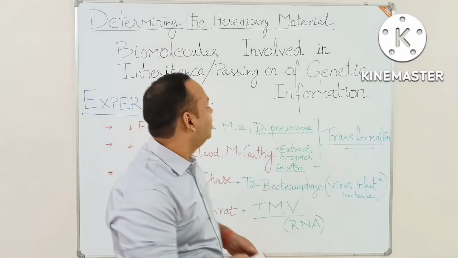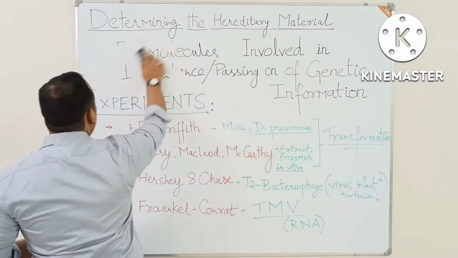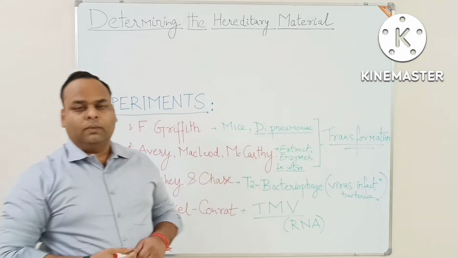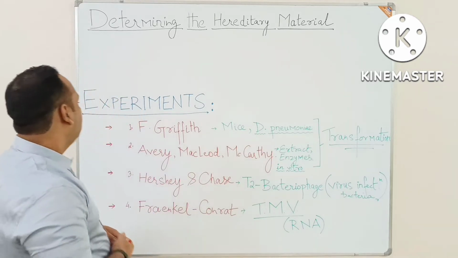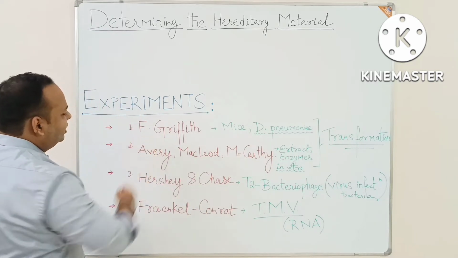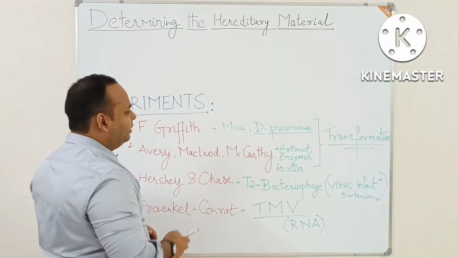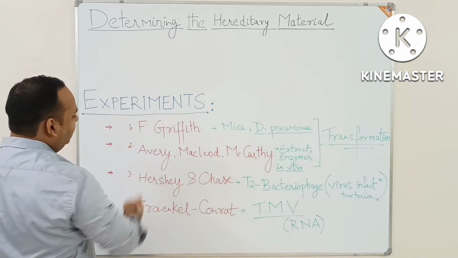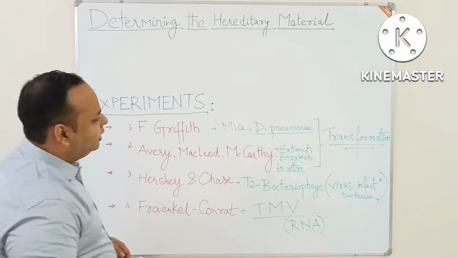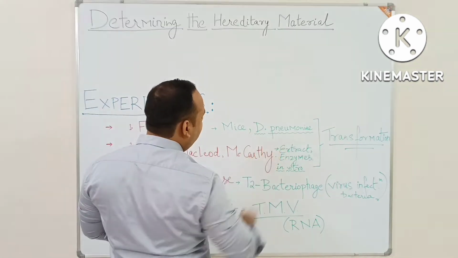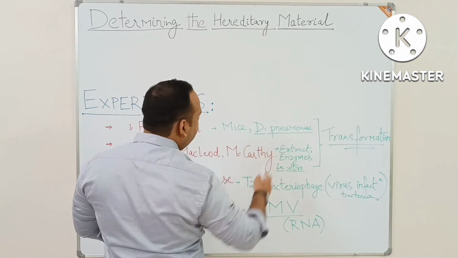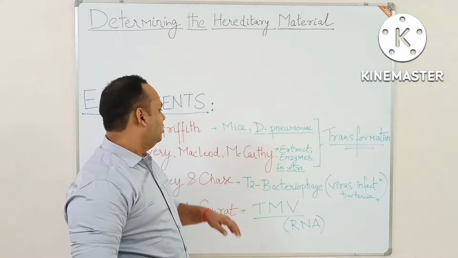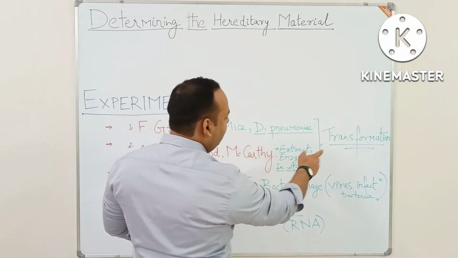Let's discuss some important experiments that helped in determining the nature of hereditary material. Four major experiments were there. First is Frederick Griffith's experiment involving mice and bacterium Diplococcus pneumoniae. Second is Avery, McLeod and McCarty's experiment involving extracts of Diplococcus pneumoniae, and enzymes that digest DNA and proteins. This was done in vitro. Both these experiments were related to the transformation principle.